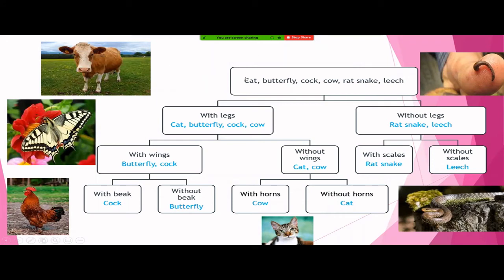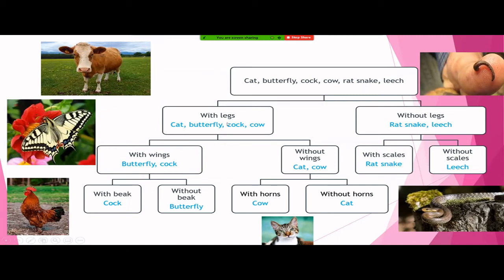Okay. So this is the thing we have to classify: cat, butterfly, cock, cow, rat snake, and leech, right? So when it comes to these animals, we can easily see that these two, that means leech and rat snake, are not having legs. So you can easily classify with legs, without legs.